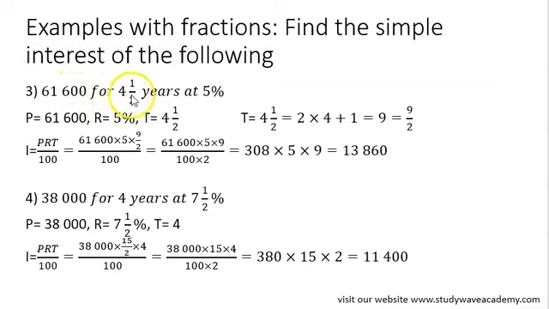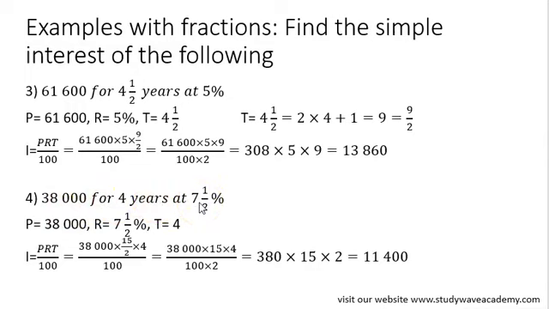So our interest for number 3, 61,600 for 4.5 years at 5%, is 13,860. Do we understand? Okay. Now our fourth question is 38,000 for 4 years at 7.5%.